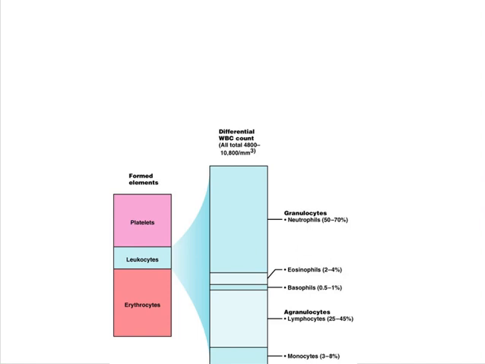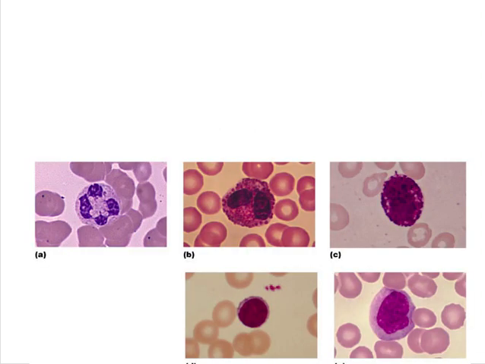Let's talk about our different types of white blood cells. This is a nice figure because it shows the relative percentage of each of the leukocytes. If you were to do a specific white blood cell count, then the percentage you'd expect would be mostly neutrophils, secondarily lymphocytes, and then a small number of eosinophils, basophils, and monocytes. So let's take a look at those structures.